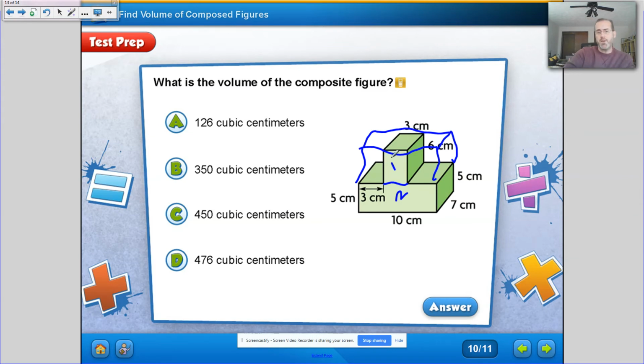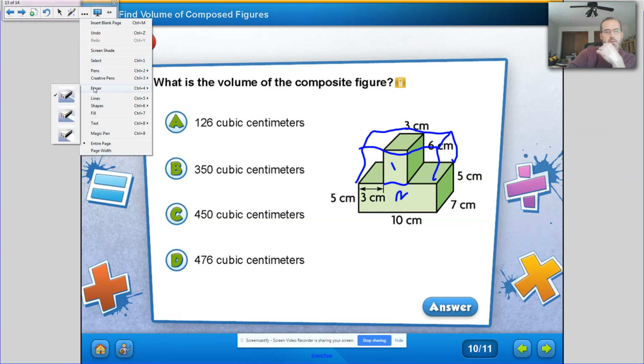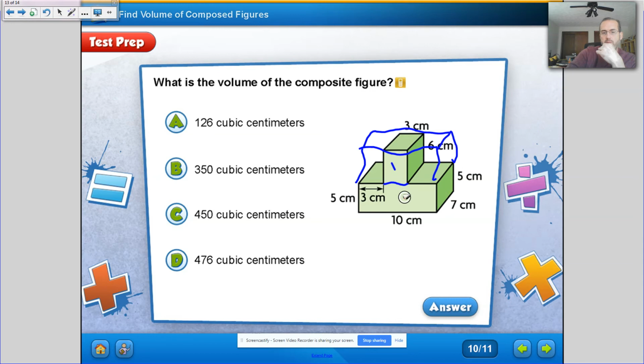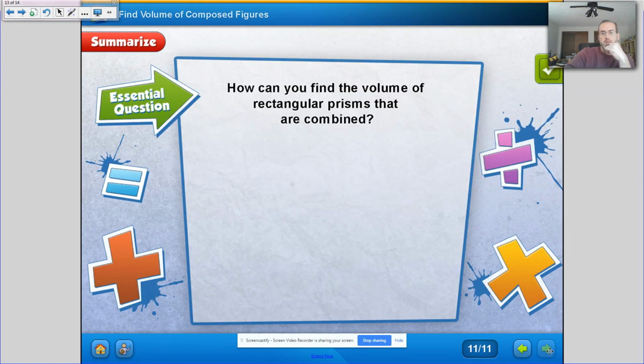So if you did the overall figure, you would have to find the volume of that. You would have to find the volume of these 2 here and here, right? And subtract it from the overall, which you could find through investigating those sides like we did, okay? That's how you find the volume of rectangular prisms that are combined. You can either subtract the kind of imaginary space, or you can add the 2 figures' volumes separated, okay?